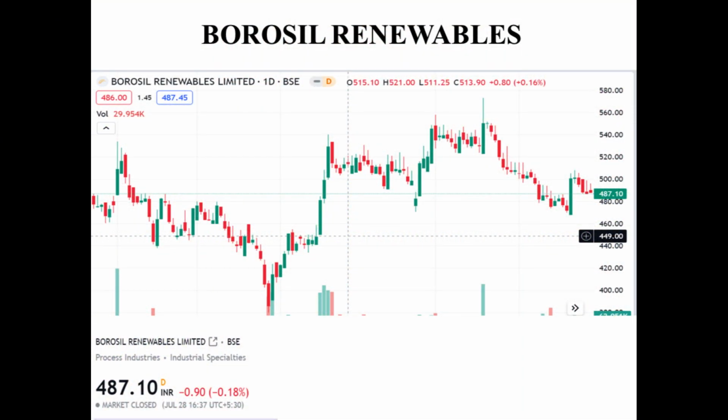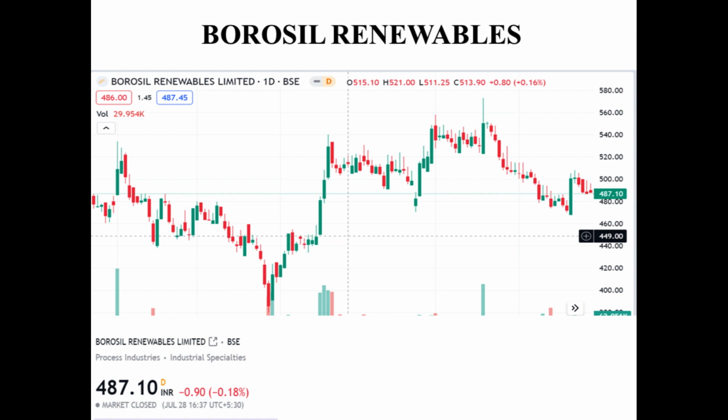So let's start with that. Number one is Borosil Renewables. Borosil Renewables is the leading solar glass manufacturer in India with a dominant market position in the industry. The company's products find application in the PV and concentrated solar power sector. Borosil Renewables is expected to benefit from the government's push towards renewable energy sources and the increasing demand.